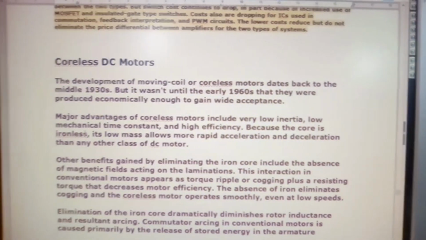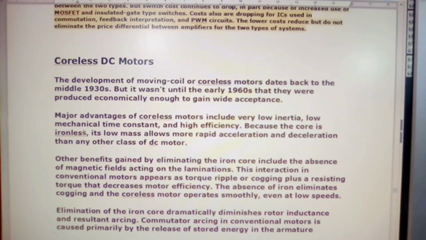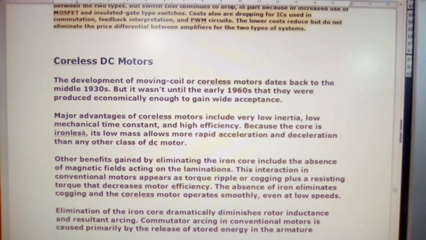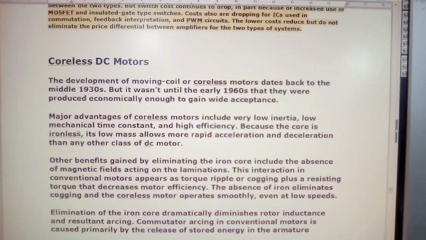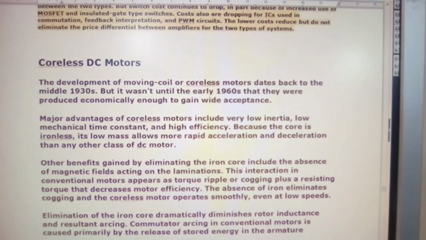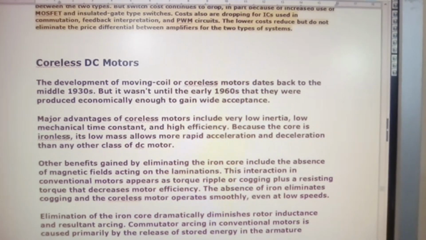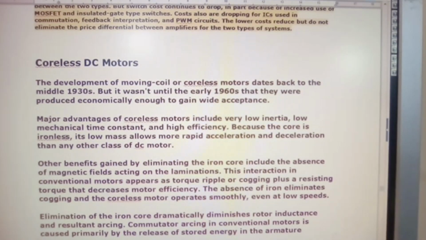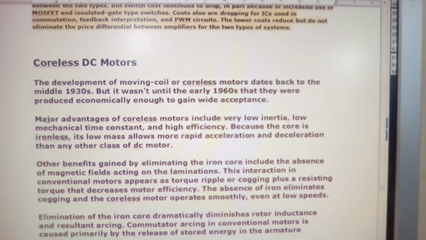Coreless DC motors. The development of moving coil or coreless motors dates back to the middle 1930s, but it wasn't until the early 1960s that they were produced economically enough to gain wide acceptance. The major advantages of coreless motors include very low inertia, low mechanical time constant, and high efficiency. Because the core is ironless, its low mass allows more rapid acceleration and deceleration than any other class of DC motor.